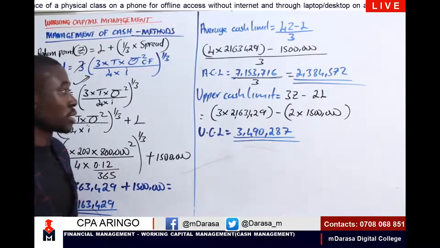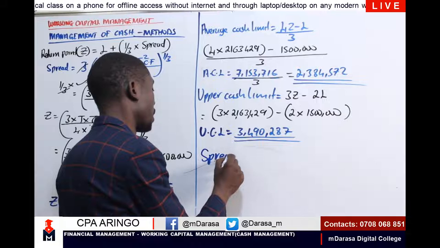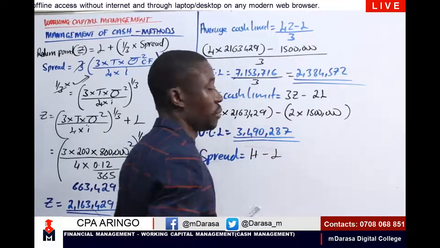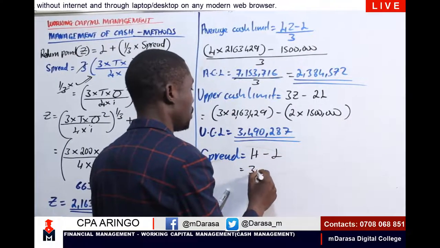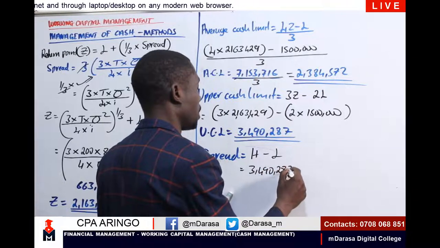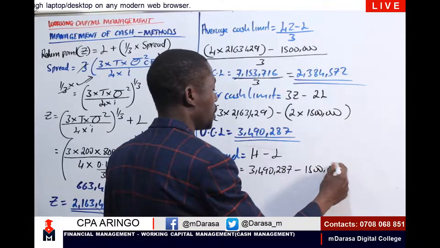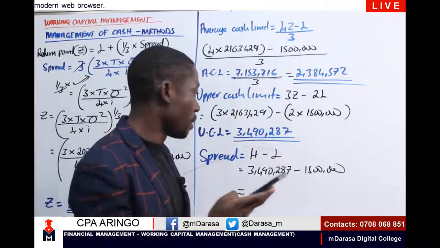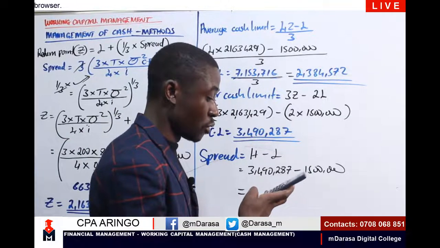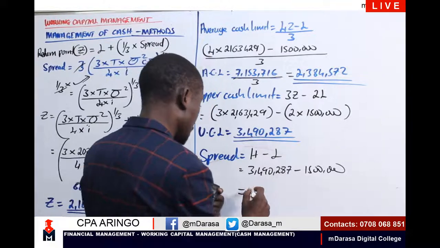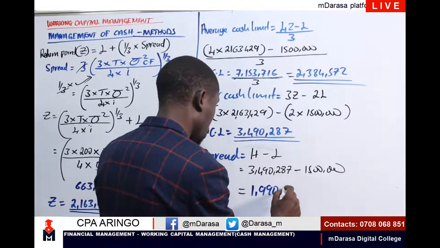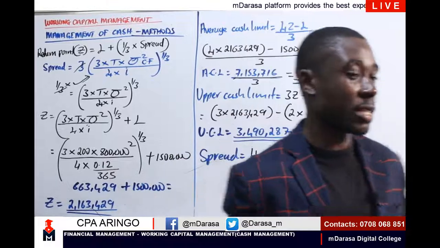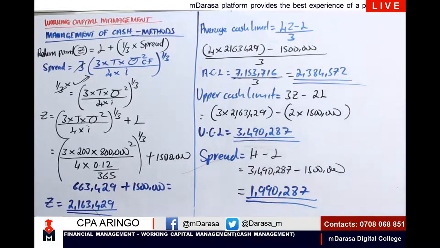What about if we are asked to determine our spread? To determine our spread, we take our higher cash limit minus lower cash limit, where my higher cash limit already we've seen is 3,490,287. Our lower cash limit was 1.5. So therefore, we can agree that my spread will be my answer minus 1.5 to give us a figure of 1,990,287. So that is how we are supposed to work it out, my good students. This is what we are required to do in that question of ours.